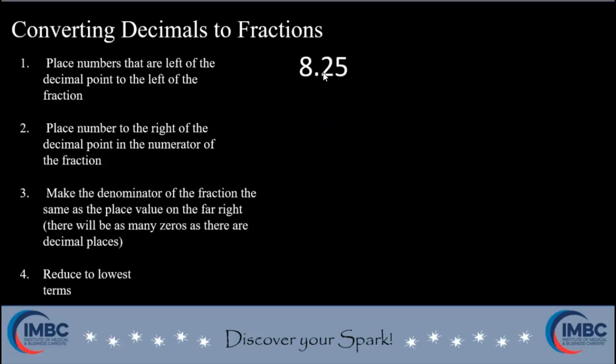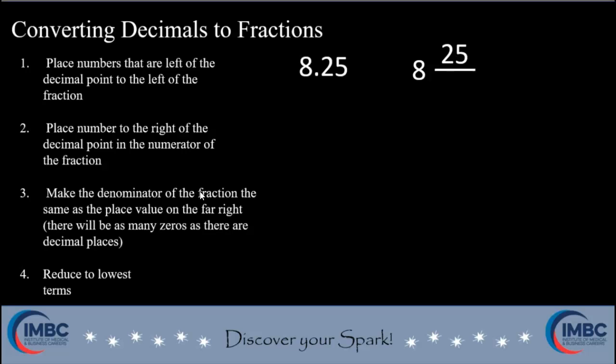So let's look at 8.25. Step 1, place a number that is to the left of the decimal, so the whole number, place it to the left of the fraction. So again, we're converting decimals to fractions. So the whole number just stays. And we're really concentrating on the decimal point, which is less than 1, the 0.25. Step 2, place the number to the right of the decimals, the 25, as the numerator.